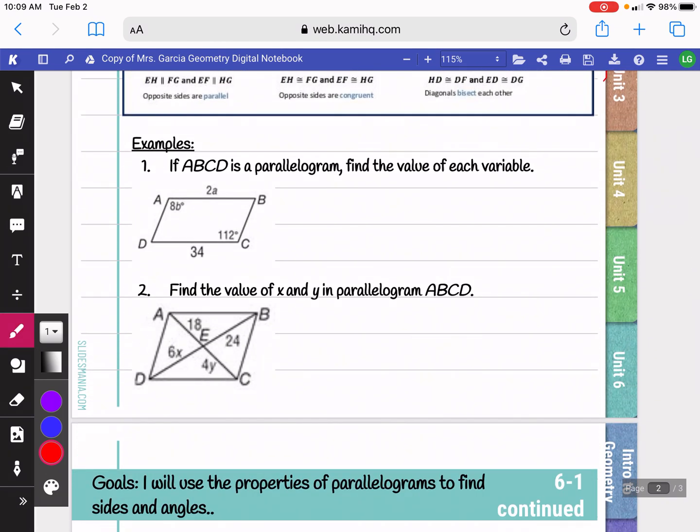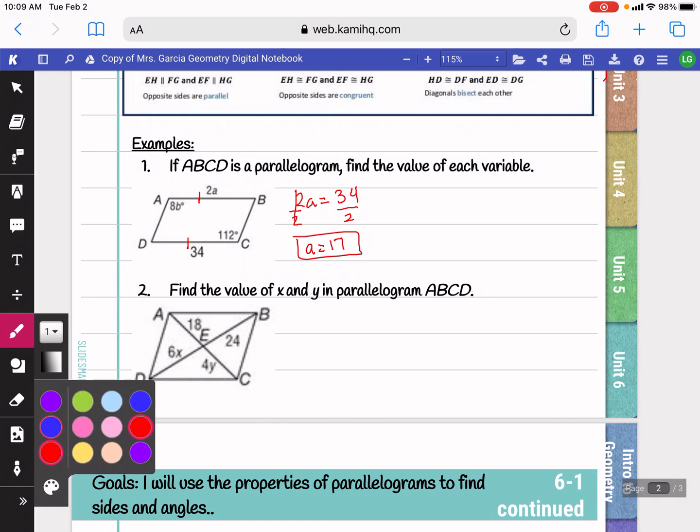If we look at this first picture, it's telling us to find the value of each variable. Well, let's begin with the sides. I know that this side is congruent to this side. So since they're congruent, they're equal. So I could write an equation 2a is equal to 34. And then if you wanted to solve for a there, all you would do is divide by 2. So a would equal 17.